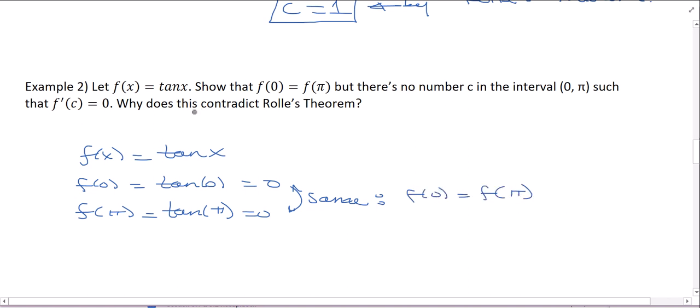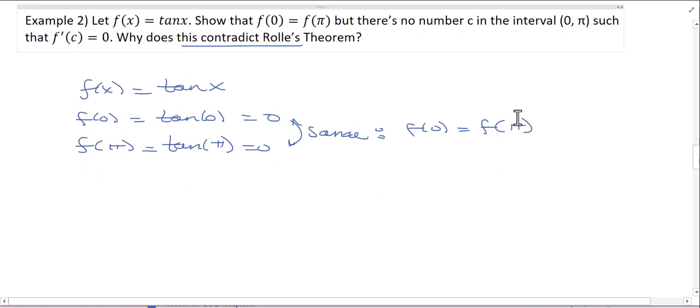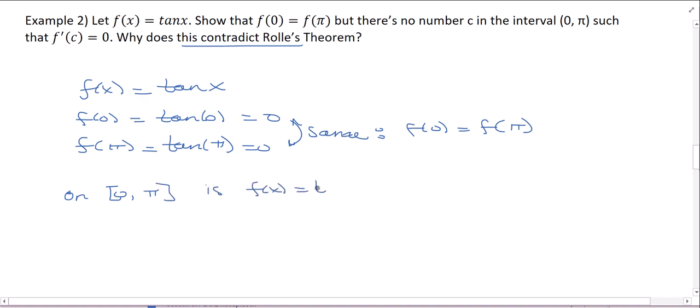But why does it contradict Rolle's theorem? Why can't we say there is a number c so that the derivative is 0? Well, Rolle's theorem says that the function has to be continuous in the closed interval and differentiable in the open interval. So on 0, pi, is f of x equals tangent x continuous?